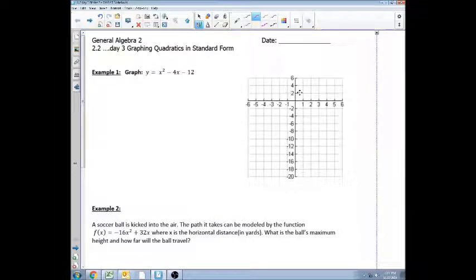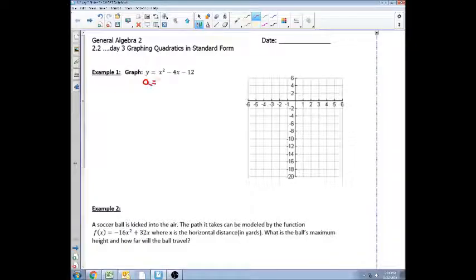This lesson is for my General Algebra 2 class. This is 2.2 Day 3, Graphing Quadratics in Standard Form. Example number 1 is just like we did a couple days ago and yesterday when you practiced. Alright, so what we need to do first is find our A, B, and C values.